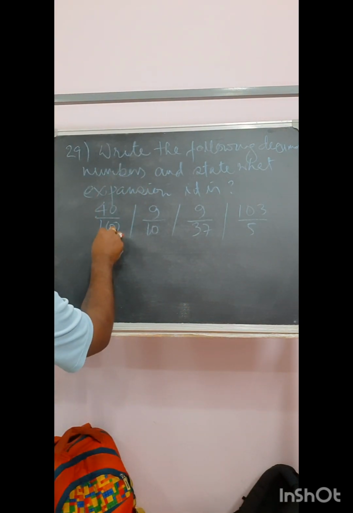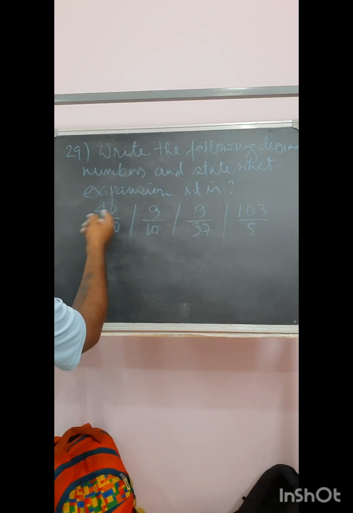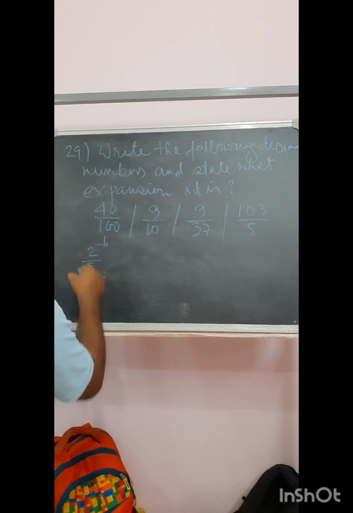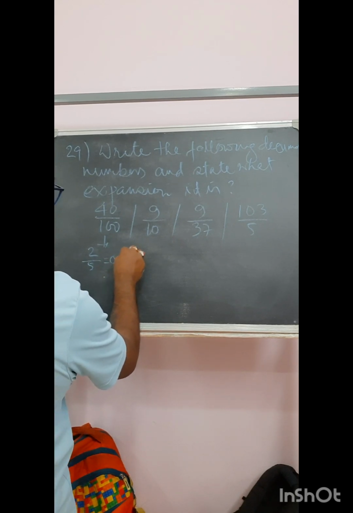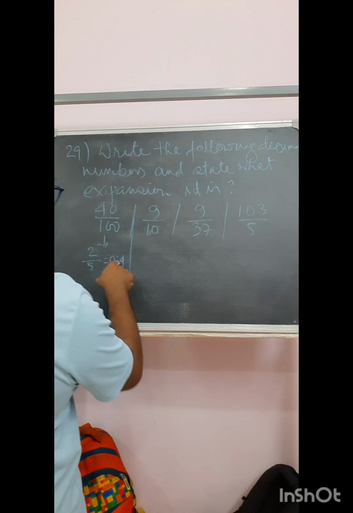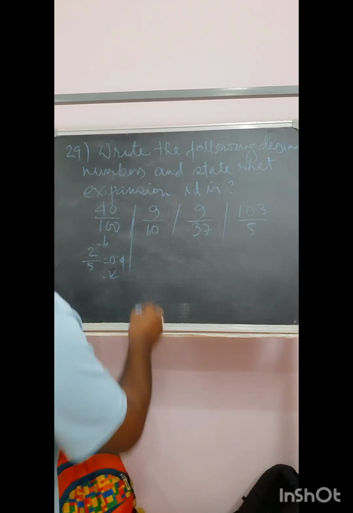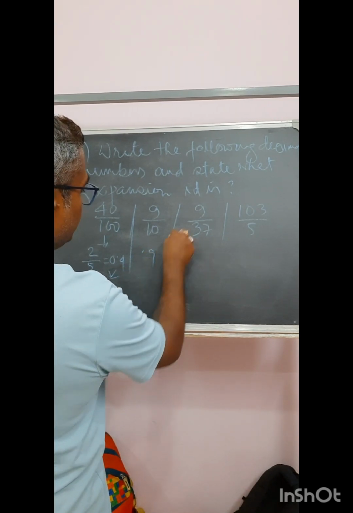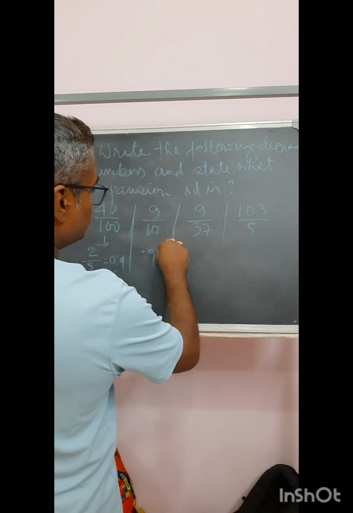So here, if I reduce the fraction, it will be 2 by 5, and it is nothing but 0.4. So it is terminating, and this is the conversion into decimal. The next is very easy, it will be 0.9, so it is also terminating.